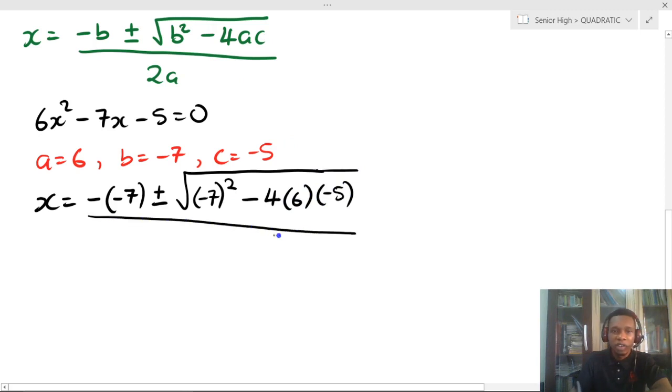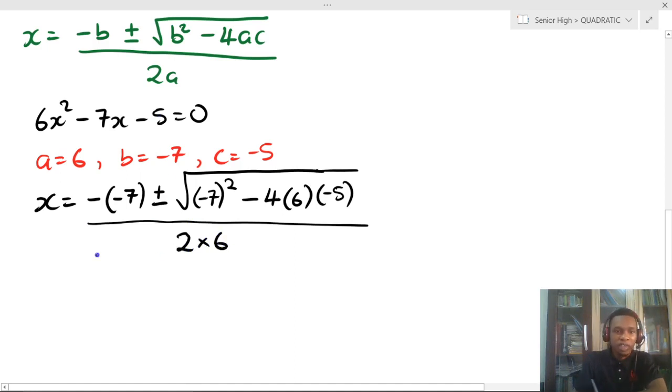And then all over what? All over 2 times our a, which is 6. So 2 times 6. Now let's open this. Now minus times minus 7 gives us plus, right? So that's 7 plus or minus square root.